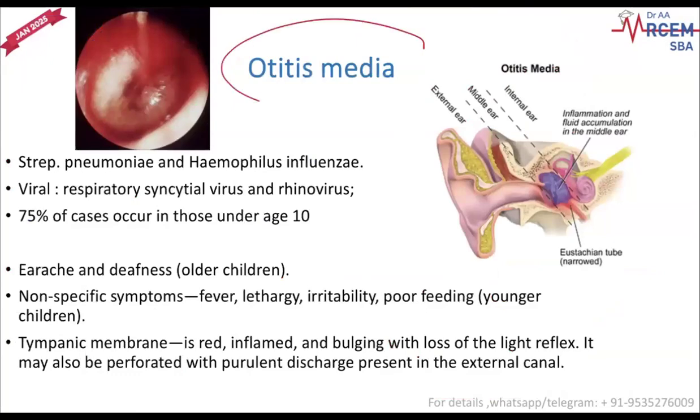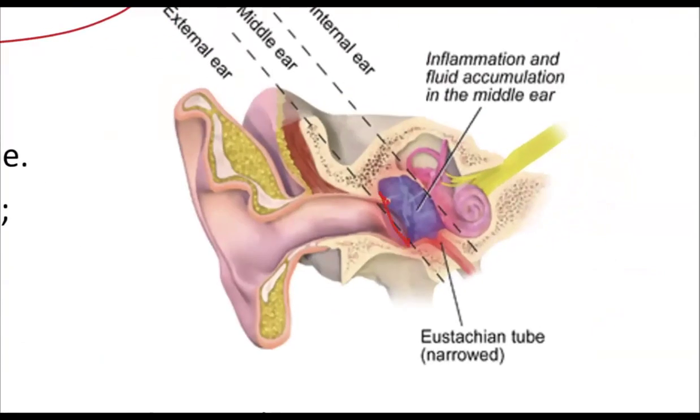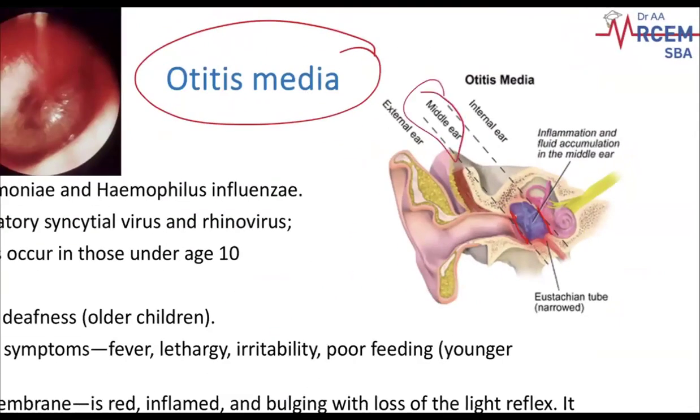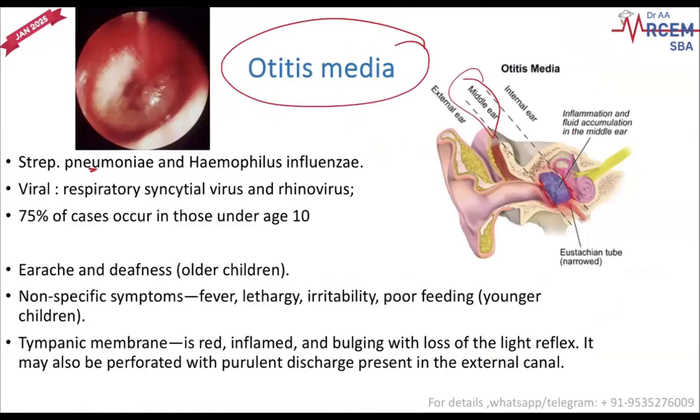Otitis media. Otitis media means the middle ear is infected. Middle ear, this is the part which is getting infected. It can be by Strep pneumoniae or Haemophilus influenzae. In viral infections, it can be an RSV virus. Usually they present with earache. Some amount of hearing loss might be present, but most of the time hearing loss is because of recurrent infections of the middle ear.